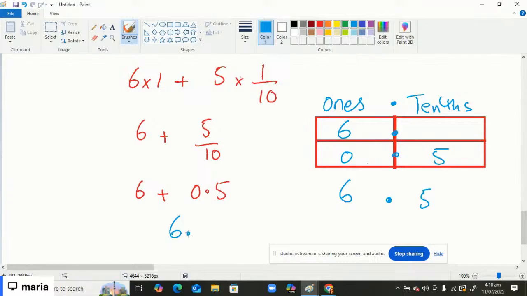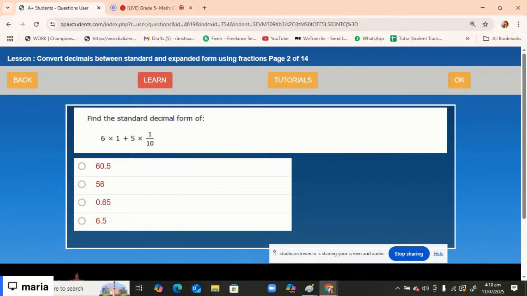So just putting 6.5. Okay, by using it that way, because these are both in the ones place, we are adding the ones place digits together and the tenths place digits together. So that is 6.5, the last option.